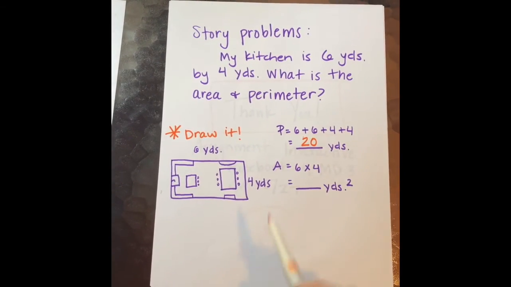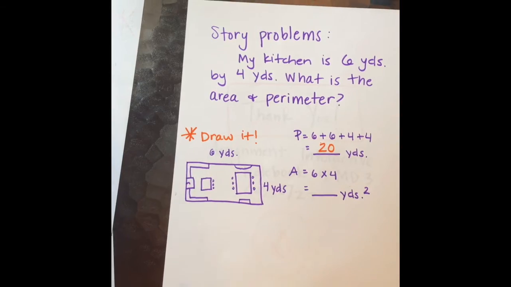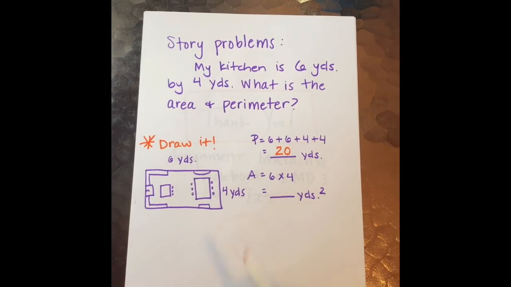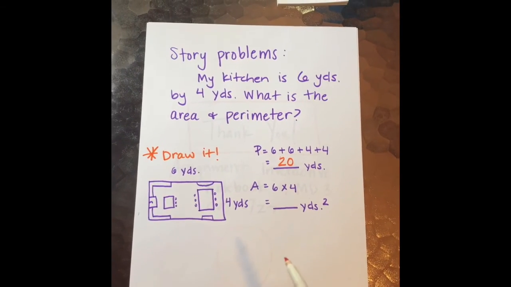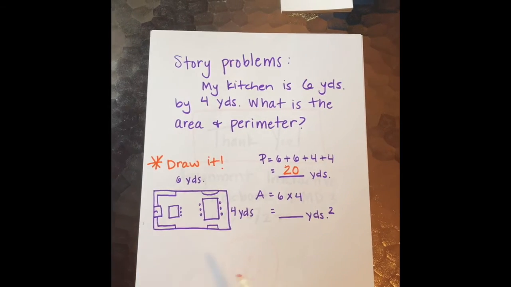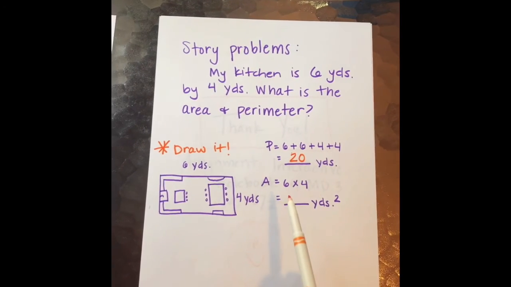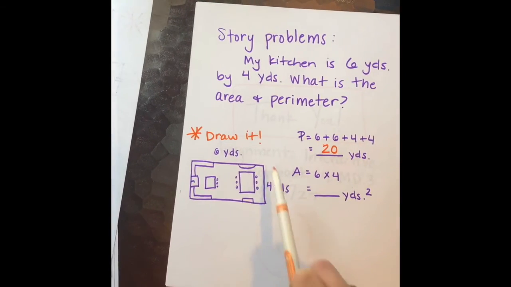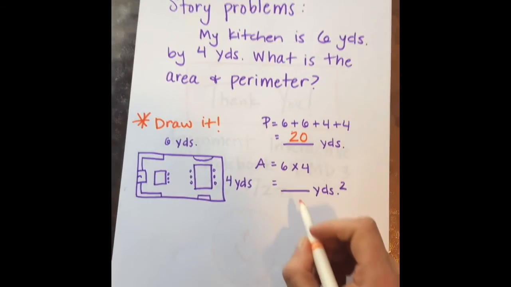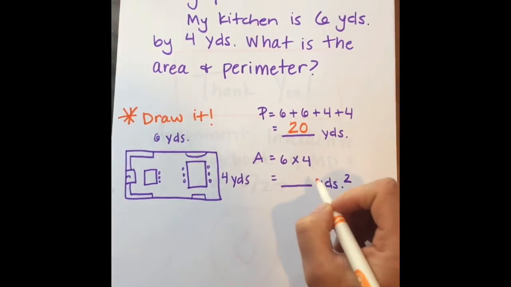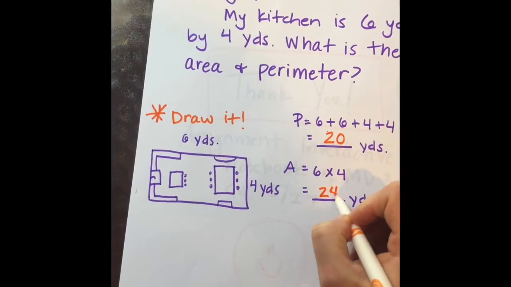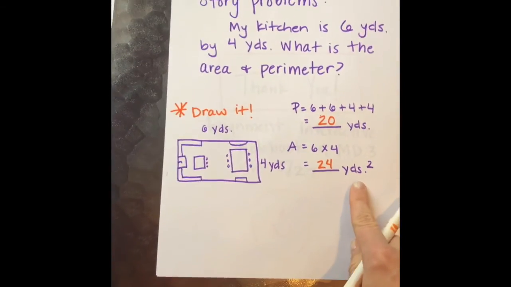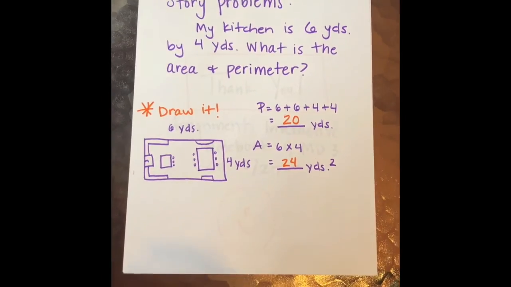My area, how much space is inside of this kitchen? If I needed to tile my floor, or I needed to put carpeting on that floor, I would need to determine my length times my width, 6 times 4, or 4 times 6, either one works, 24, and we're going to label that yards squared.